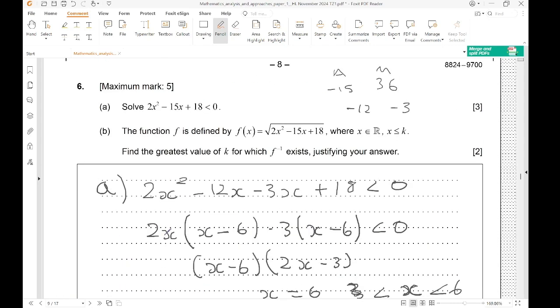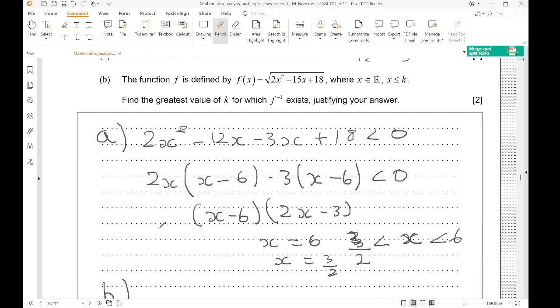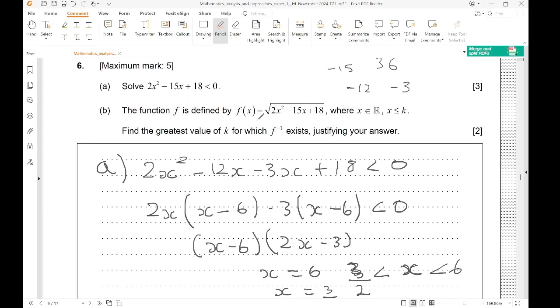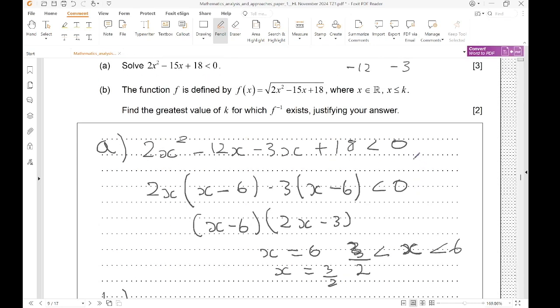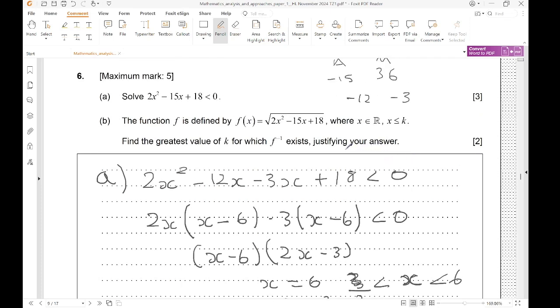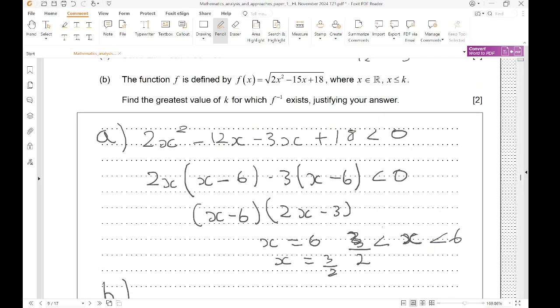And now b. So the function f is defined by f of x is equal to the square root of our function that we just solved, where x is an element of the real numbers and x has to be less than or equal to k. Find the greatest value of k for which f inverse exists. So the inverse function exists. Right now, what we found in our first part will play a key part in finding the answer to question b.